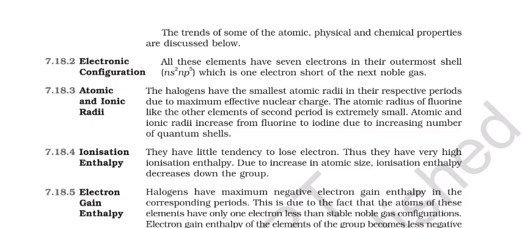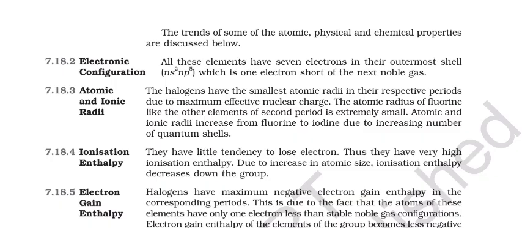Electronic configuration: all these elements have 7 electrons in their outermost shell, ns2np5, which is 1 electron short of the next noble gas. Atomic and ionic radii: the halogens have the smallest atomic radii in their respective periods due to maximum effective nuclear charge. The atomic radius of fluorine, like the other elements of the second period, is extremely small. Atomic and ionic radii increase from fluorine to iodine due to increased number of quantum shells.